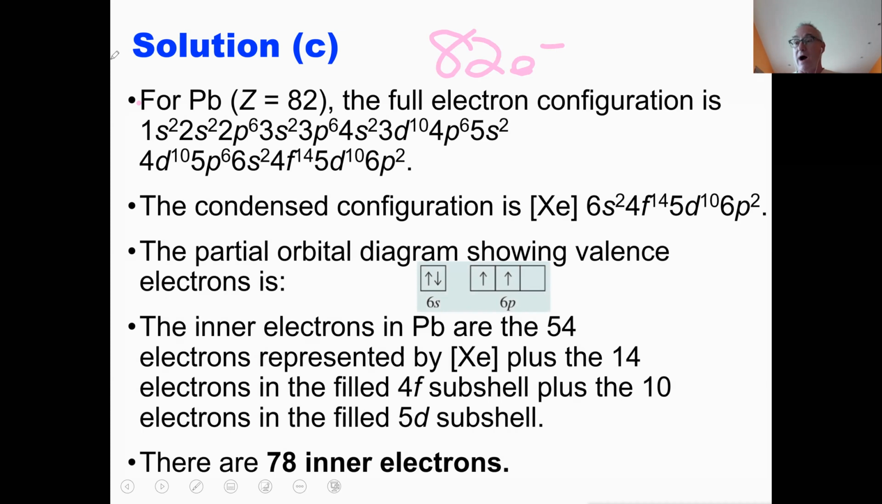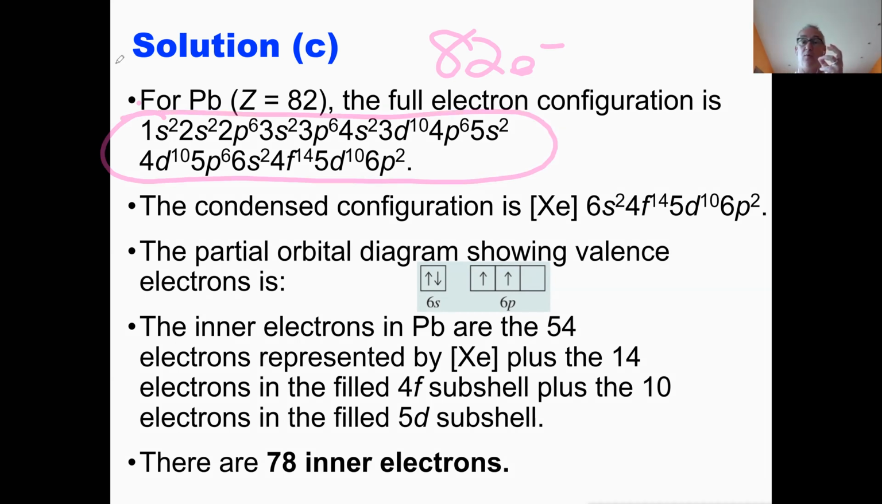So you can see why we came up with the condensed configuration, because lead has so many electrons. So for all of these, you write out this whole thing. Now, you may be wondering which noble gas do I use? The one that's smaller than lead. So the one that's smaller than lead is xenon.